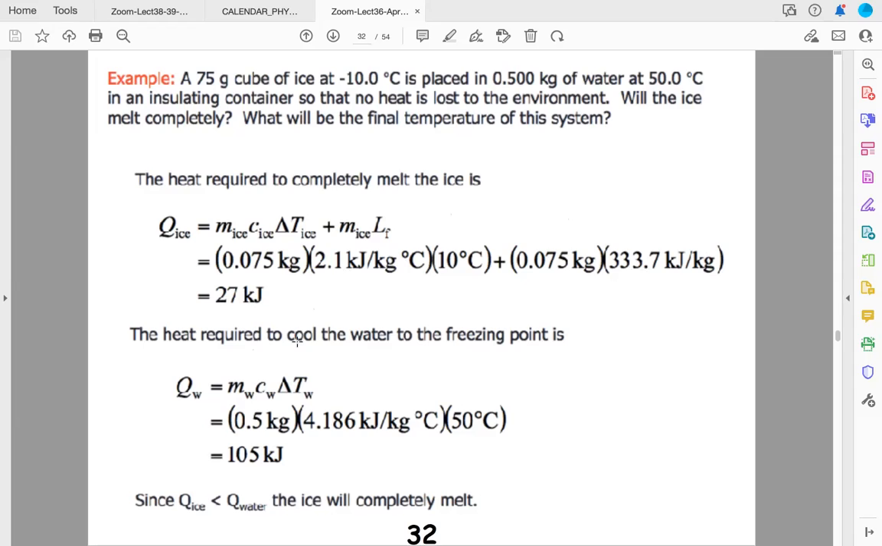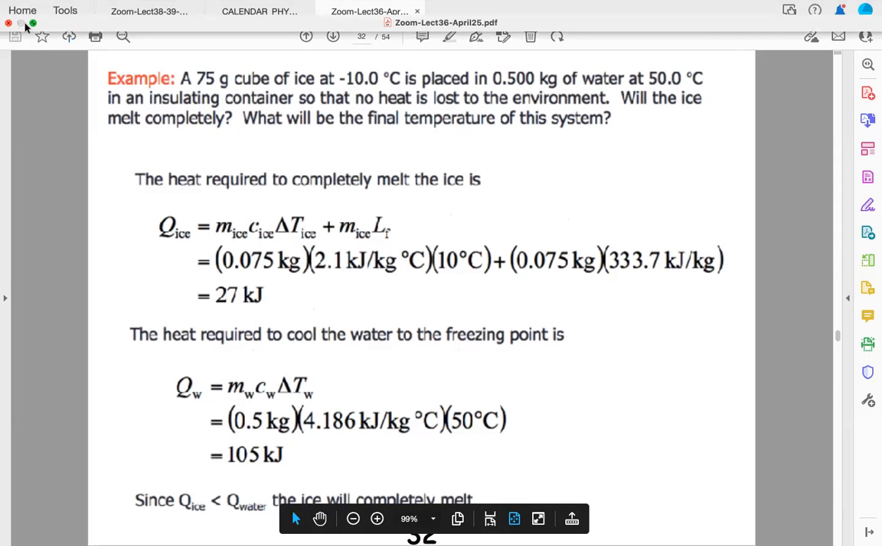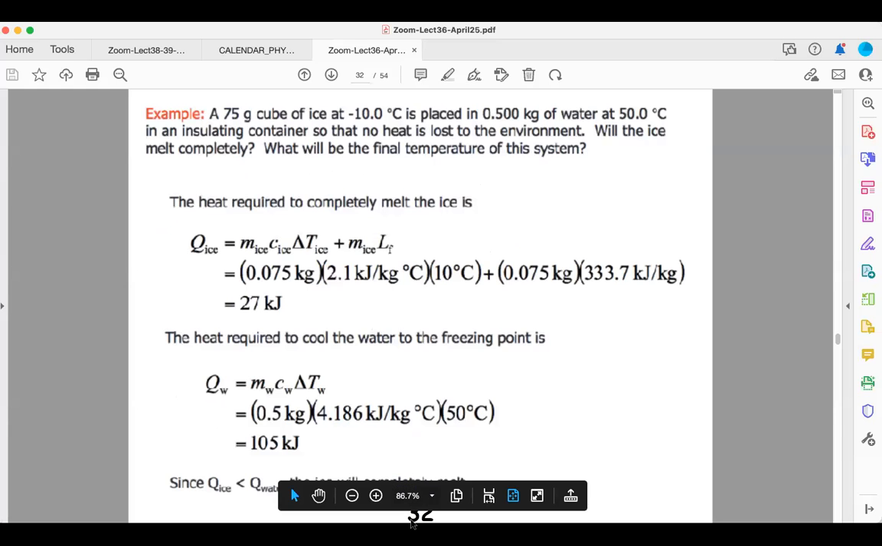Now, the heat required to cool the water to the freezing point is, let me see if there are any questions on this part. I made it too big so I cannot see if there are. My screen is too big. I cannot see if there are questions. No? Okay, very good.